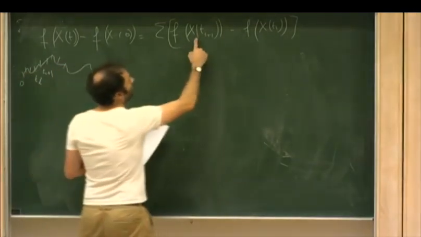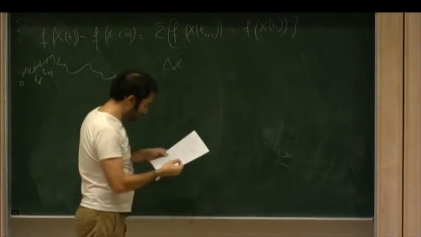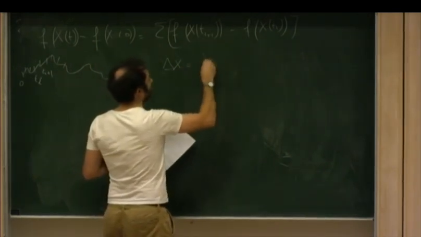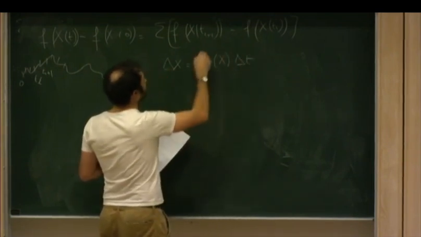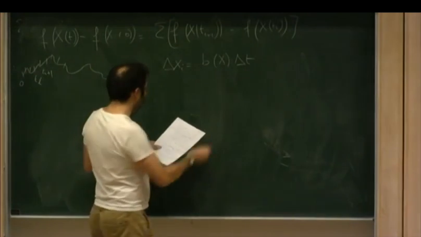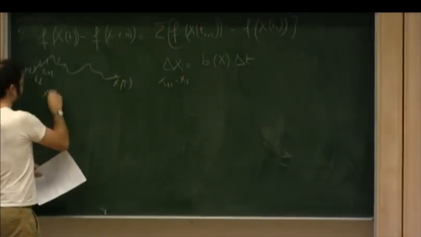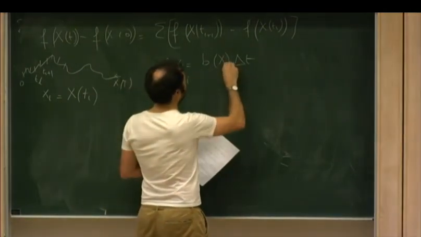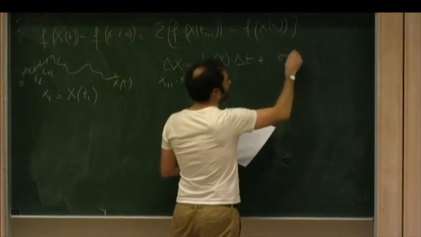And now what we do is, let's look at dx. I'll write it this way. It's important. dx of i is, by definition, x(i+1) minus xi, where xi is x of ti. So this is this difference. This is b of x at xi times delta t, plus, so you can, there is a matrix here. This is called the tensor.